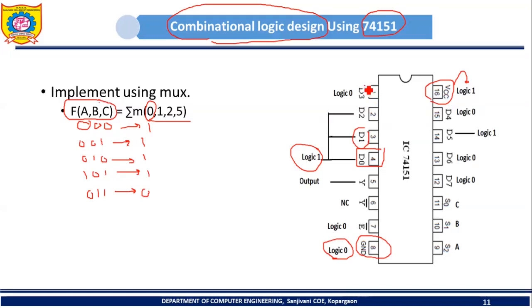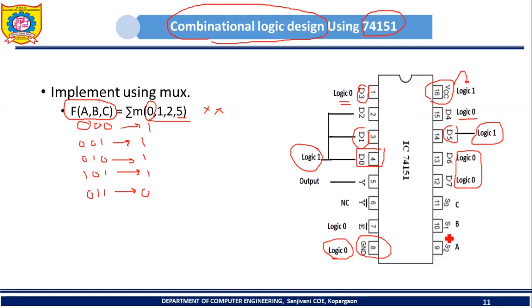Now pin number 1 acts as D3. D3 will correspond to minterm 3. Is minterm 3 present in this function? No, it is not present. That's why pin number 1 of this IC should be connected to logic 0. Similarly, pin number 15 should be connected to logic 0. Then pin number 14 acts as D5, which corresponds to minterm 5. Minterm 5 is present in this function, so it should be connected to logic 1. Similarly, pin number 13 and pin number 12 should be connected to logic 0, because they correspond to minterm 6 and minterm 7, and minterm 6 and minterm 7 are not present in this function.